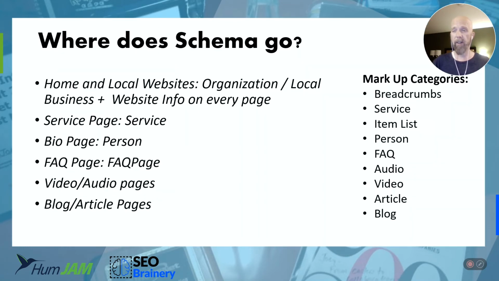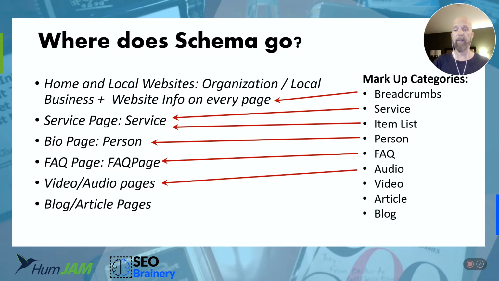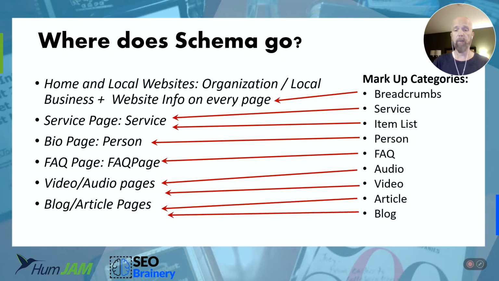Okay, where does it go? I promise you we're going to get to implementing it, but where does it go? So breadcrumbs, again, schema goes on your home and local website, organizational, and website info, virtually on every page. Web page info goes virtually on every page. From there, you've got your service page with service info, where you can detail out your service entities. You've got item lists that could go in there. You've got person that would go on, say, a bio page, but sometimes you put your person connected to your blog page, your FAQ. Audio goes into different audio pages, and then your article goes in your blog and article pages.